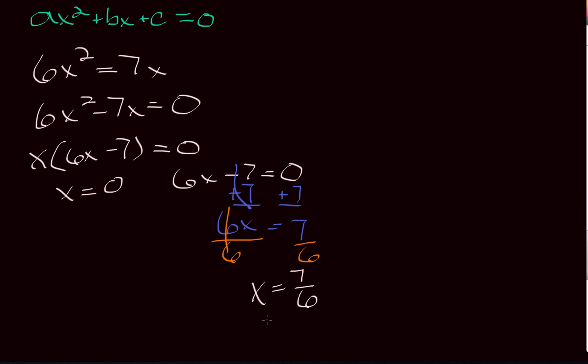And that's it, so the parabola would cross right there at the origin, and it would cross at 1 1/6 or 7/6 on the x-axis. And that's really how you do it.